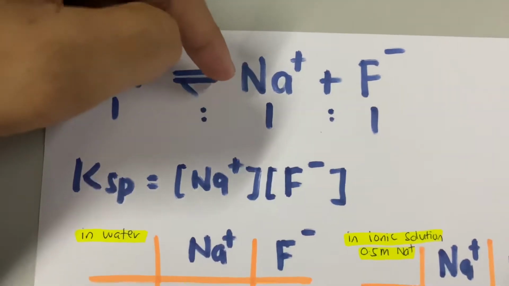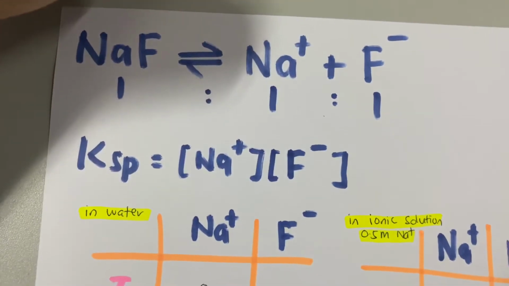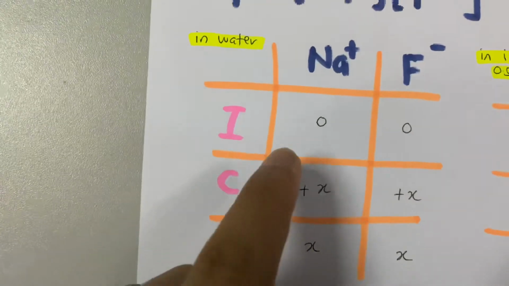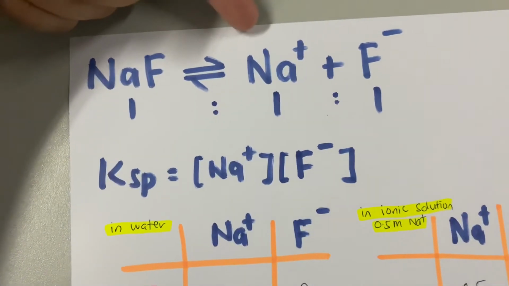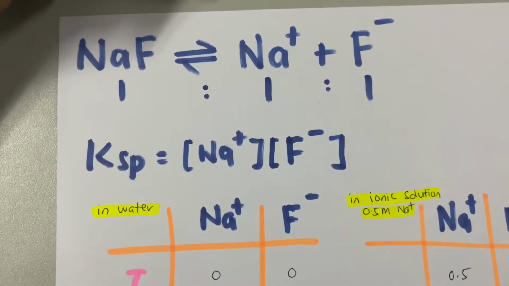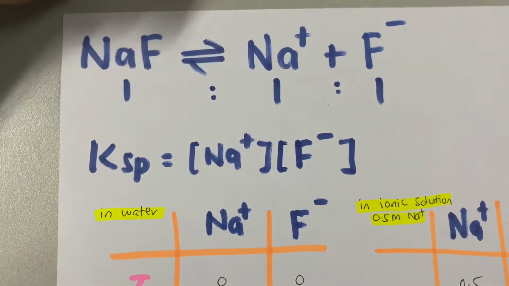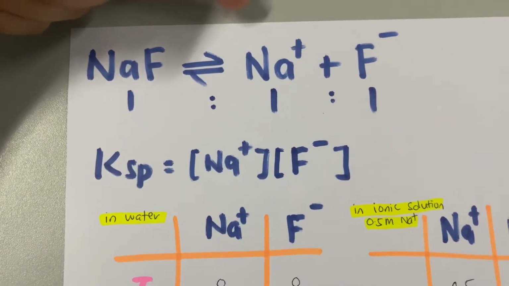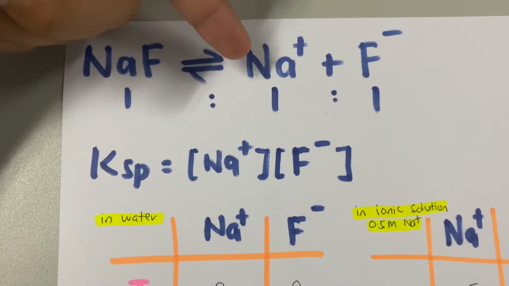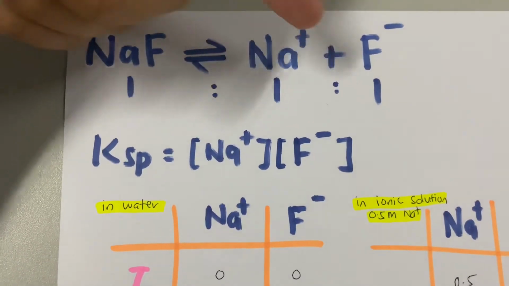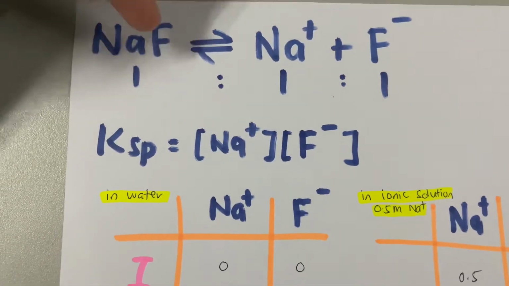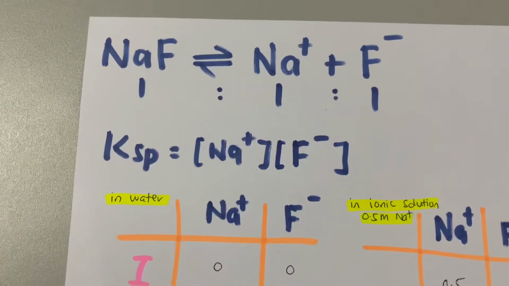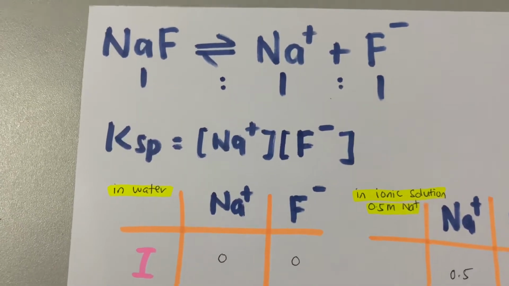what does it mean there? The sodium ion concentration has already increased by 0.5. Initially it is 0 if in water, but if you dissolve in 0.5 molar Na+ ionic solution, the sodium ion concentration will increase. So based on Le Chatelier, if this concentration increases, what will happen? Yes, the excess sodium ion will react with fluoride ion to produce more NaF, the solid. So you can deduce that the solubility of the salt decreases if you dissolve it in an ionic solution because of the common ion.